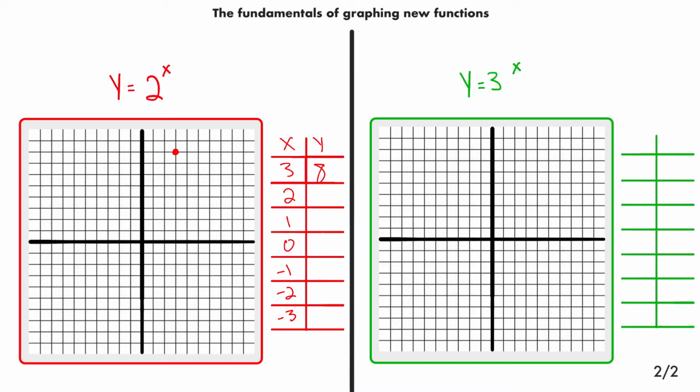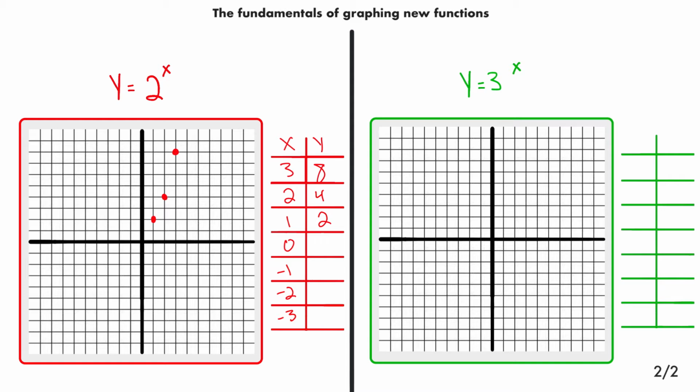When you plug in 2, you're going to get 2 to the 2nd power. 2 times 2 is 4. So you're going to go right 2, up 1, 2, 3, 4. There's our next one. Then we're going to plug in 1. That's 2 to the 1st power. That means you have a single 2. So right 1 up 2. Then you're going to go 0, 2 to the 0 power.